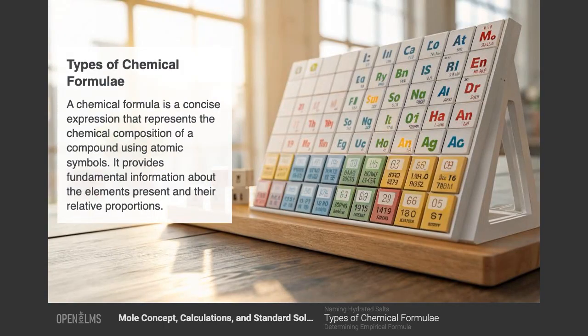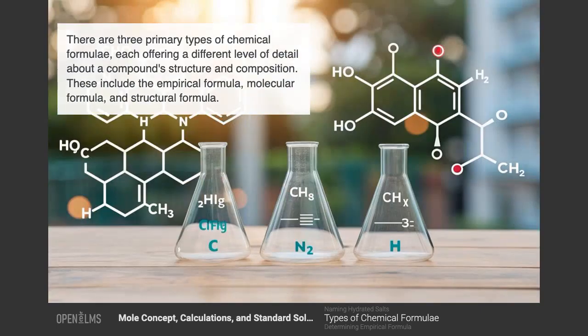Types of chemical formula. A chemical formula is a concise expression that represents the chemical composition of a compound using atomic symbols. It provides fundamental information about the elements present and their relative proportions. There are 3 primary types of chemical formula, each offering a different level of detail about a compound's structure and composition. These include the empirical formula, molecular formula, and structural formula.